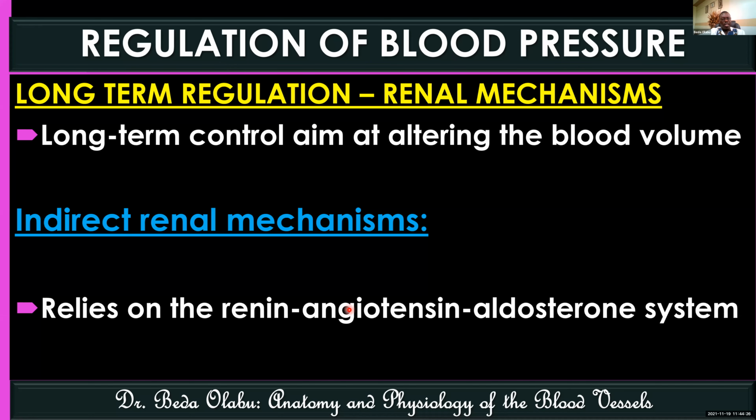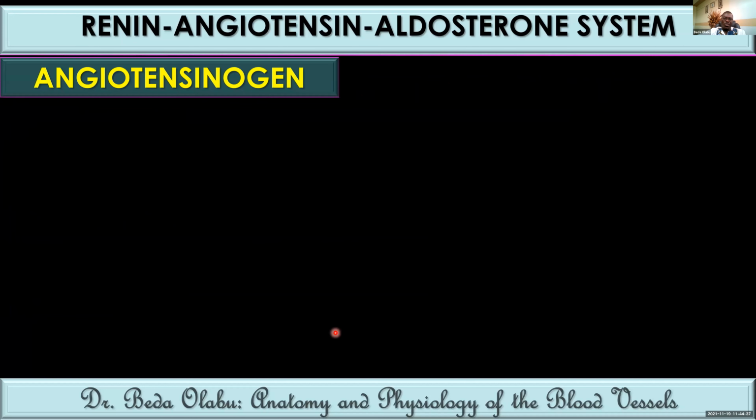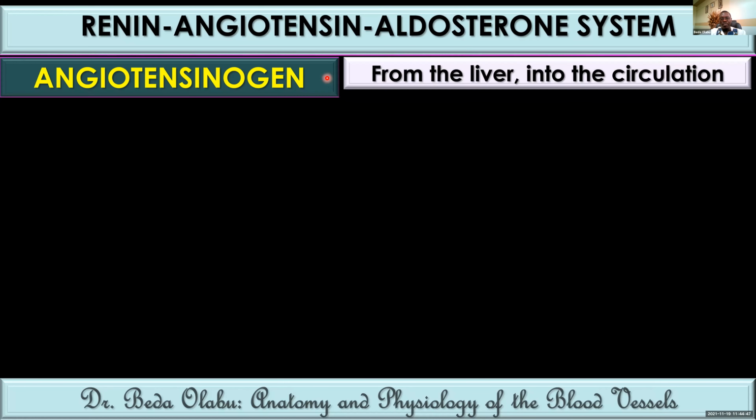I've already told you that the indirect renal mechanism relies on the renin-angiotensin-aldosterone system. Let's talk about it. So we have something called angiotensinogen. It is a protein produced by the liver. This angiotensinogen is released into the circulation, so it just flows in the bloodstream. It's one of the plasma proteins, actually.